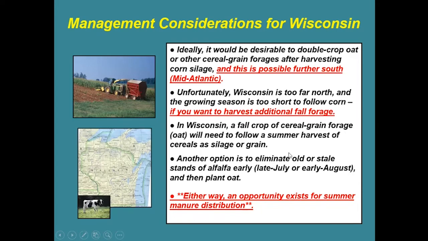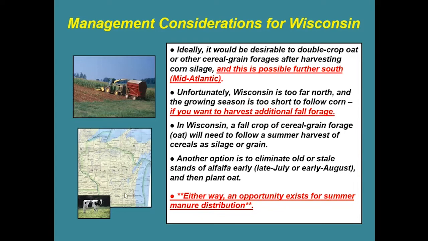In Wisconsin, a fall crop of cereal grain forage, in this case oat, will need to follow a summer harvest of cereals as silage or grain. Another option for establishment is to eliminate old or stale stands of alfalfa early, like in late July or early August, essentially foregoing the last cutting, and then plant oat. And this would be accomplished by spraying them out, usually applying a generous application of dairy slurry and then drilling them into this alfalfa sod.